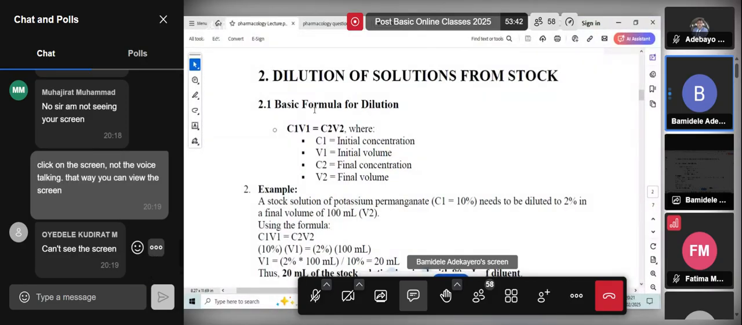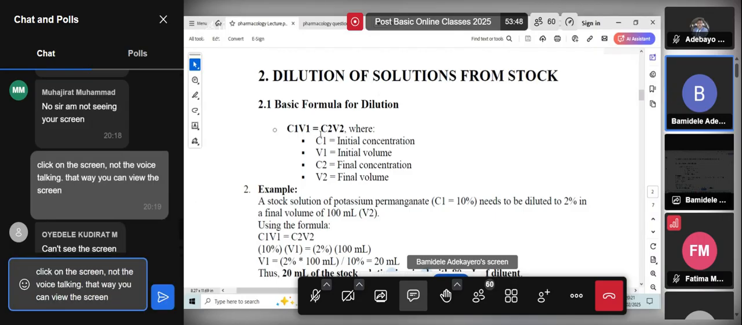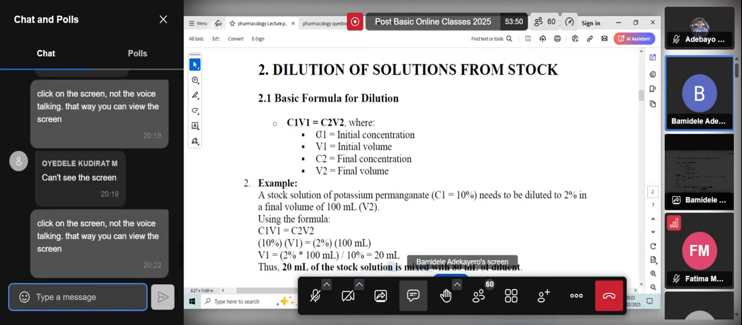And now the next topic is dilution of solutions from stock. There's a formula that we use when we dilute medication. It's pretty basic, nothing difficult. The formula is C1 V1 equals C2 V2.